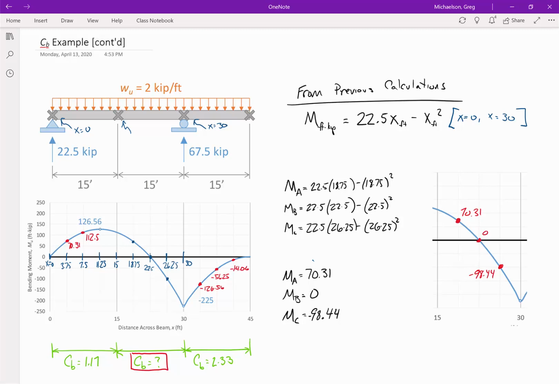Remember, when we plug it into our expression at the end, we always take those as positive values, so we always use the absolute values. But for M max, it's not as straightforward. With M max, the question is, do I use this value or do I use this value? The only way to know is to compute both of them and figure out which one I need to use. So I'm going to have M at x equals 15: 22.5 times 15 minus 15 squared. And then do the same thing at x equals 30.